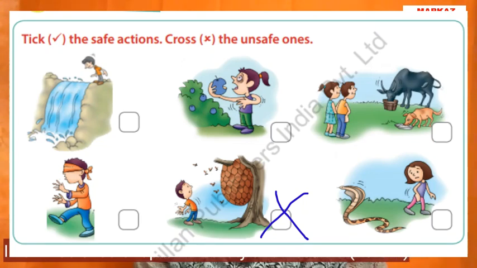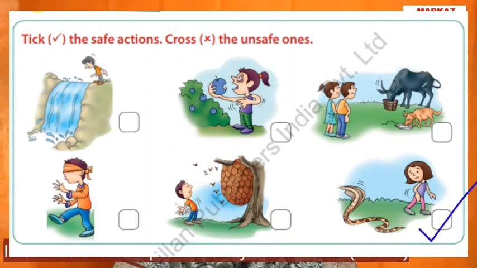The last one, the small girl, she sees a snake and very quietly she runs away without going to hit the snake or throw stones at the snake. So that is also a right action.